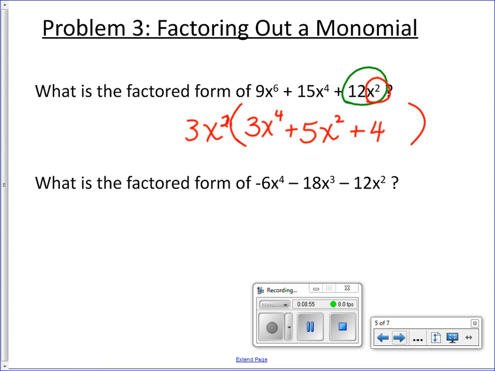All right, let's do the same thing with the next one. What is the factored form of negative 6x to the 4th minus 18x cubed minus 12x squared? Well, first looking at my coefficients, negative 6, negative 18, and negative 12, I notice they're all negative, so I'm going to take out a negative in my greatest common factor. Also, 6 will go into 6, it'll go into 18, and it will go into 12. So 6 is my greatest common factor among the coefficients.